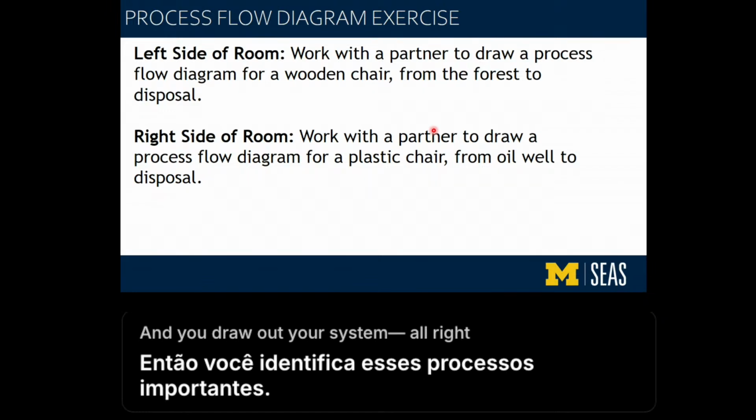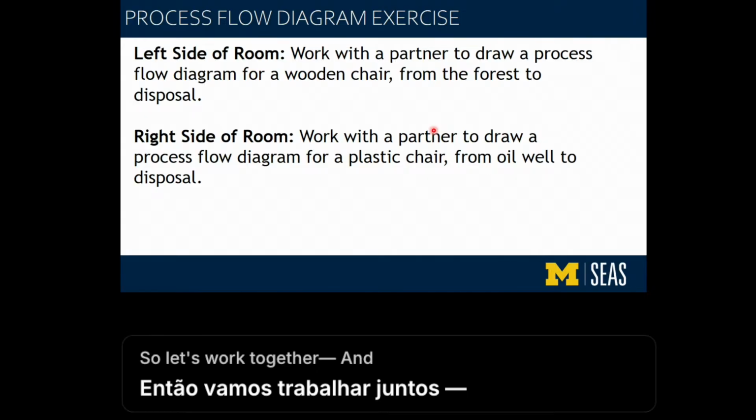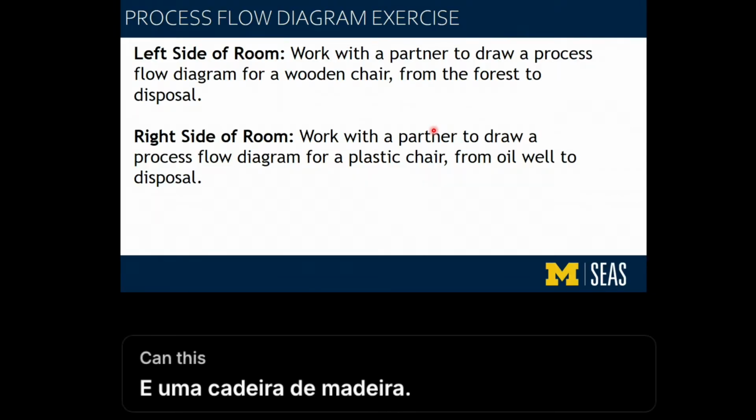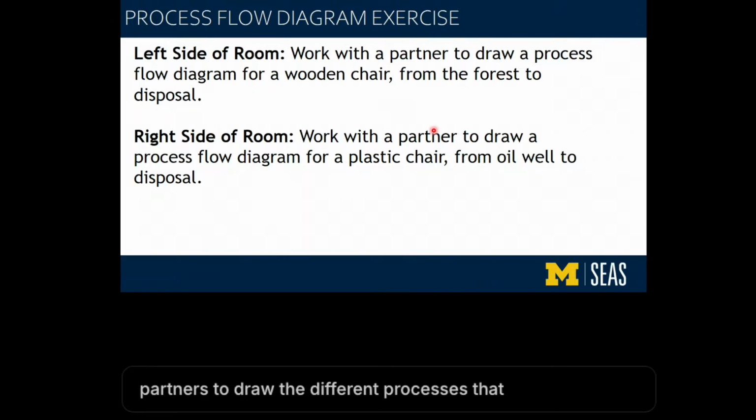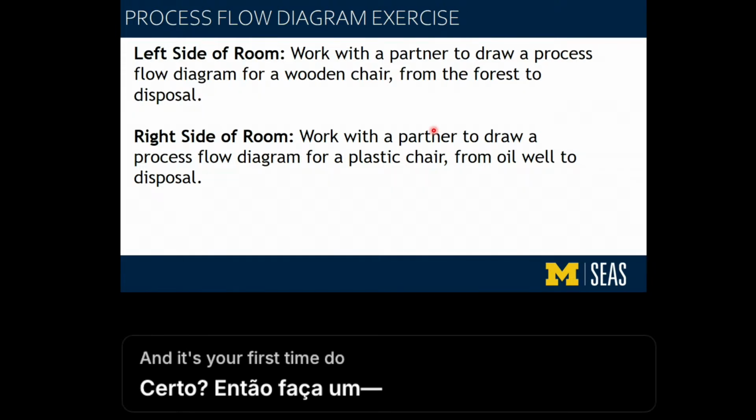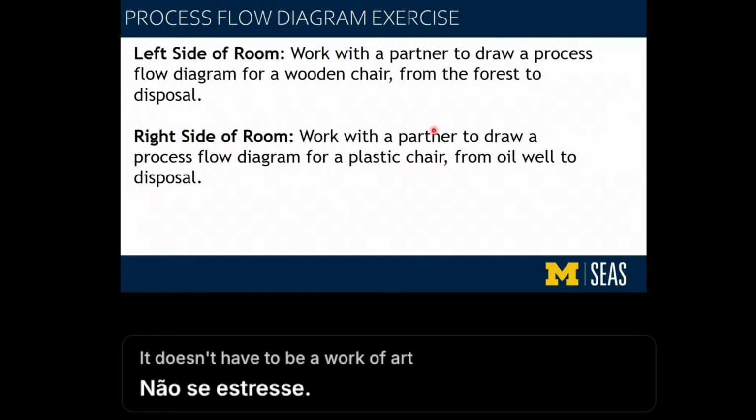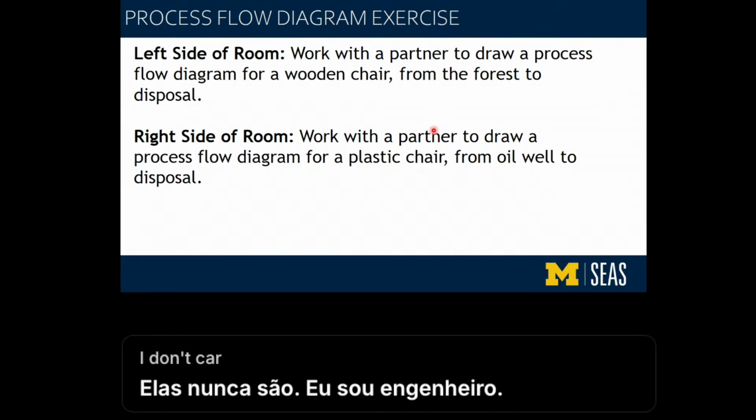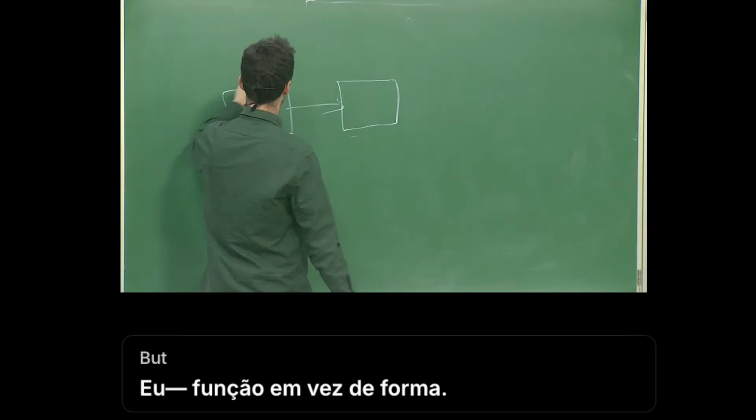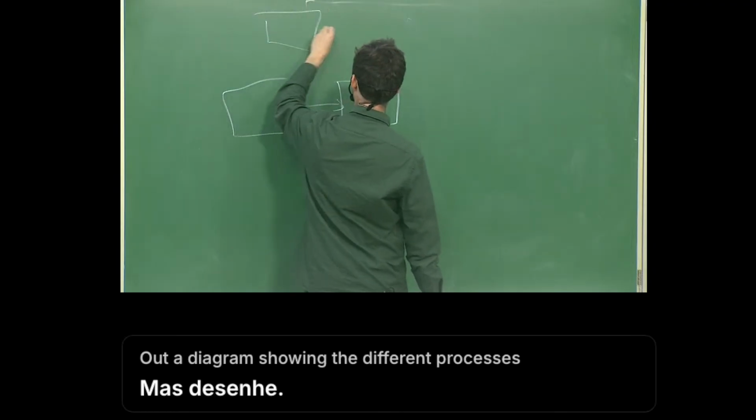So let's work together and build some diagrams for a plastic chair and a wooden chair. Can this side of the room work with your partners to draw the different processes that go into making a wooden chair, right? And it's your first time doing this, do not get stressed. It doesn't have to be a work of art. They never are. I'm an engineer, I don't care. Function over form. But draw out a diagram showing the different processes that go into making a wooden chair, right?